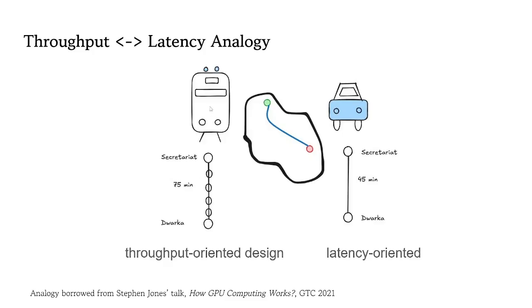In a given unit of time, the metro is able to transport a much larger number of people as compared to what a car does. So, in this sense, we can think of the metro as a throughput-oriented system and the car as a latency-oriented system. So, the car is designed to get me from point A to point B as quickly as possible. Now, if we have traffic on the road, the travel time might be significantly higher than what I've shown here.